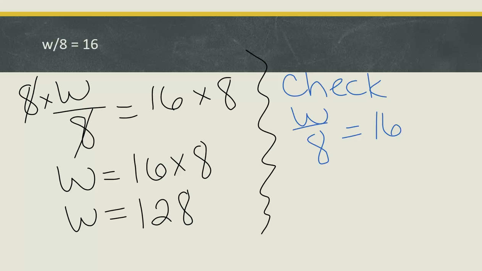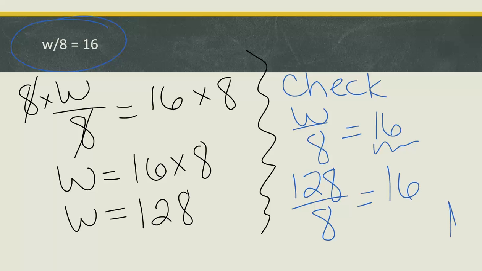We're going to check it by going back to our original problem. w divided by 8 equals 16. We think w is 128. So grab your calculator. 128 divided by 8. Your calculator should confirm that that is 16. We had the right answer.